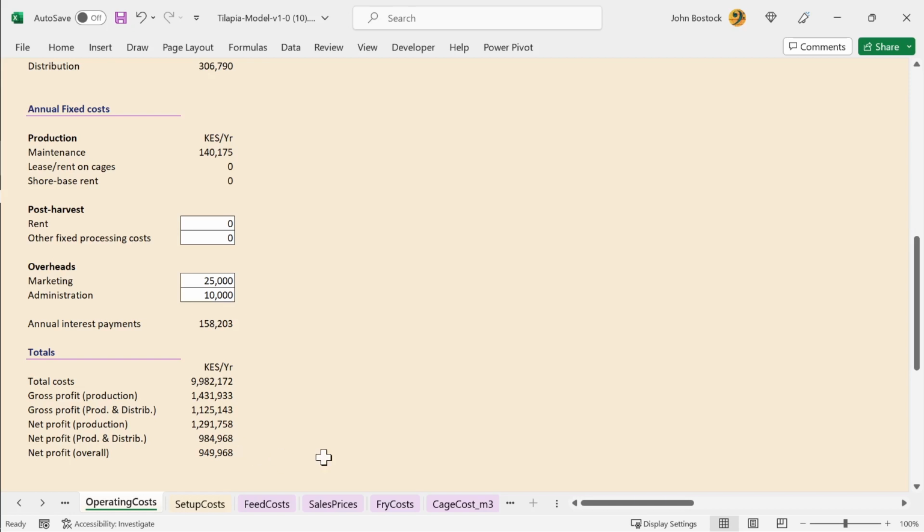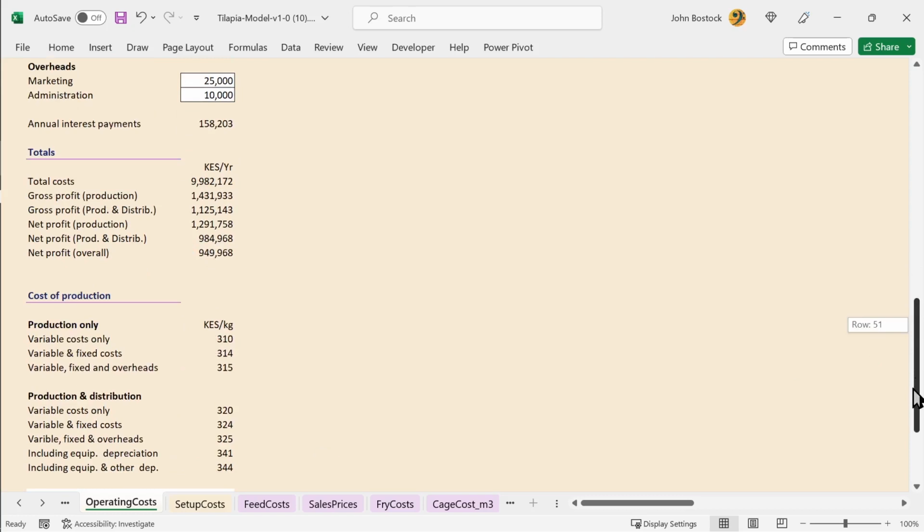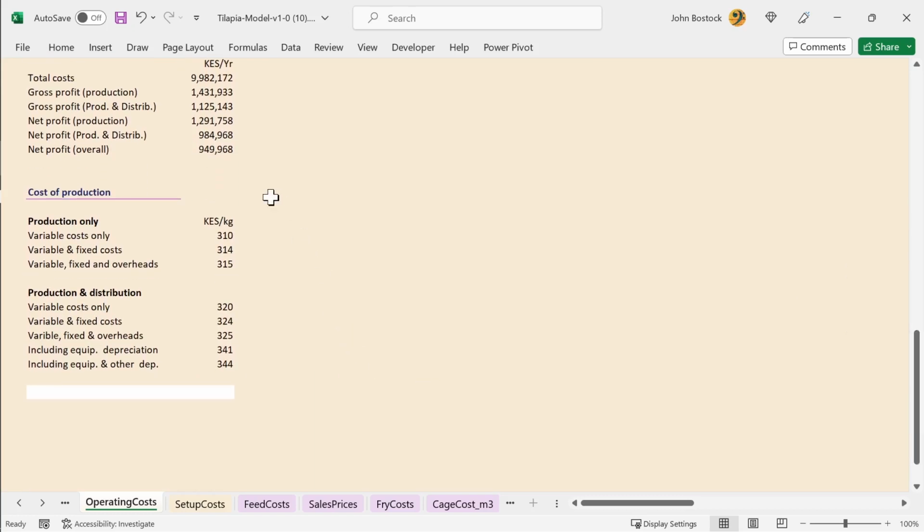Finally, on this sheet, there is an analysis of the cost of tilapia production per kilogram for the chosen strategy, which is useful to compare with average sales prices. The first part shows the cost per kilogram for just the production operation, and the second part includes both production and processing and distribution. With all these costs set up, the financial analysis shown in the 5- comparison sheet should be more useful to you.